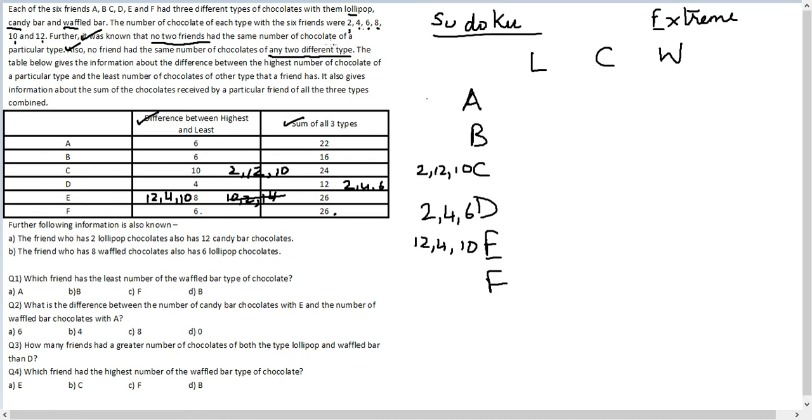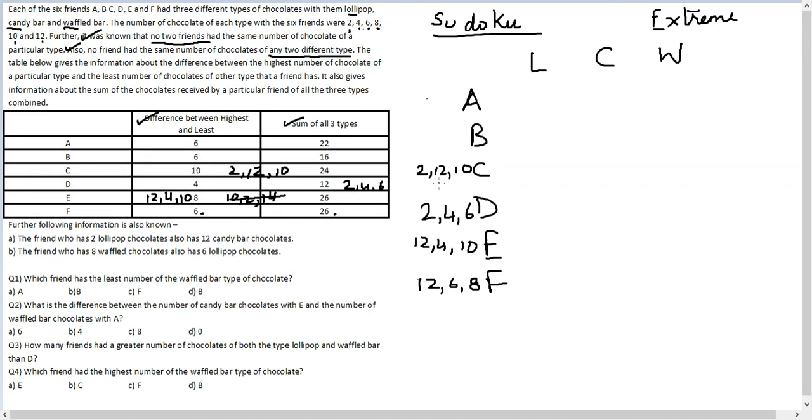Let me think. Can I have 8, 6 and 12? Yes, I can have 8, 6 and 12. So I will have, and the difference would also turn out to be 6 there. Brilliant. So I've got 12, 6 and 8 here.